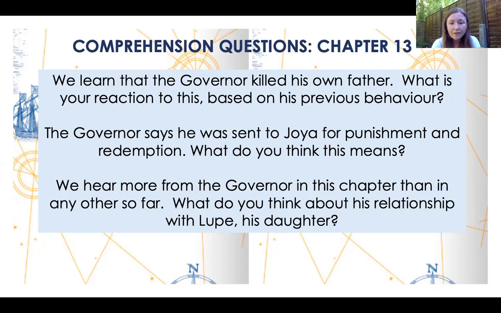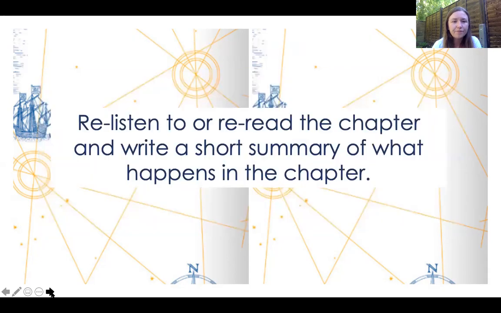We hear more from the governor in this chapter than in any other so far. What do you think about his relationship with Luke, his daughter? It's an interesting relationship, I think, that they have. What's your impression of it? Can you explain yourself with evidence there, of course?